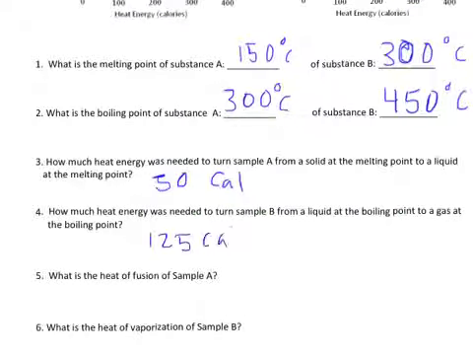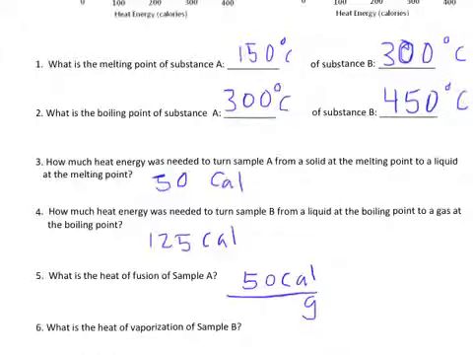So what is the heat of fusion of sample A? So the heat of fusion is the energy needed to melt 1 gram of the sample. So we look here. So to take 1 gram of sample A from a solid at the melting point to a liquid at the melting point, what we have to do now, so we know that it's 50. It took 50 calories to melt this sample. The question is, how many grams of sample did we have?